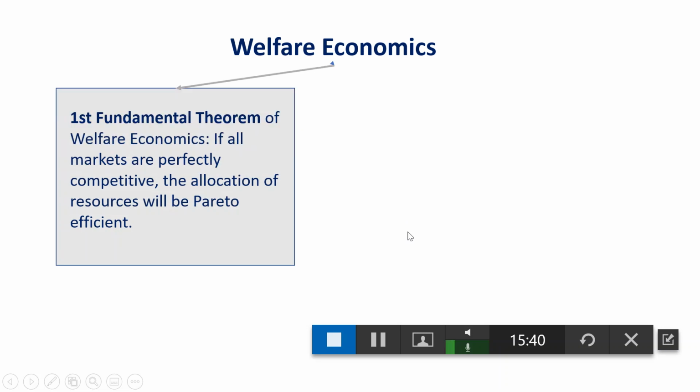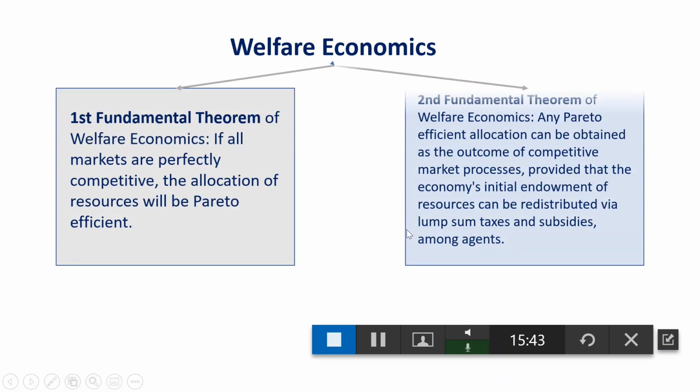So in welfare economics, we have two fundamental theorems. The first fundamental theorem of welfare economics: if all markets are perfectly competitive, the allocation of resources will be Pareto efficient. The second fundamental theorem of welfare economics: any Pareto efficient allocation can be obtained as an outcome of competitive market processes, provided that the initial endowment of resources can be redistributed via lump sum taxes and subsidies among agents.